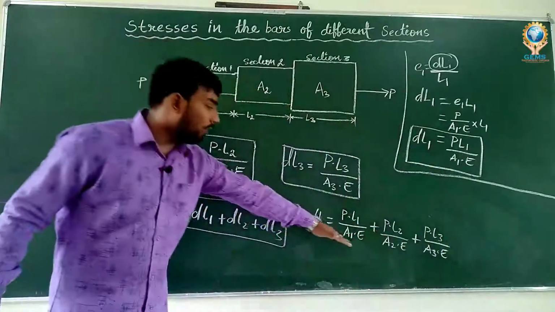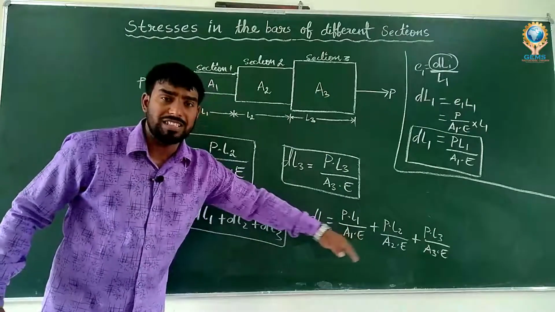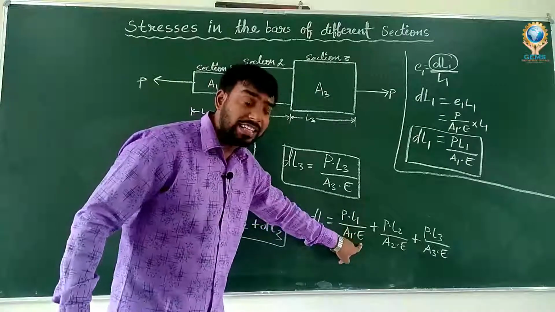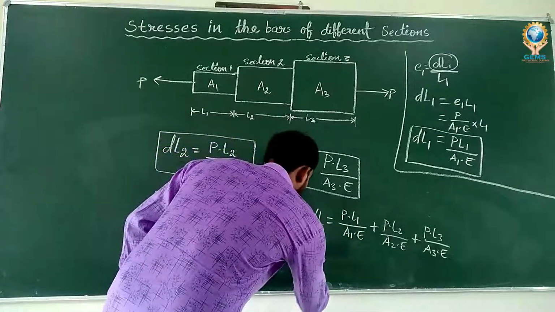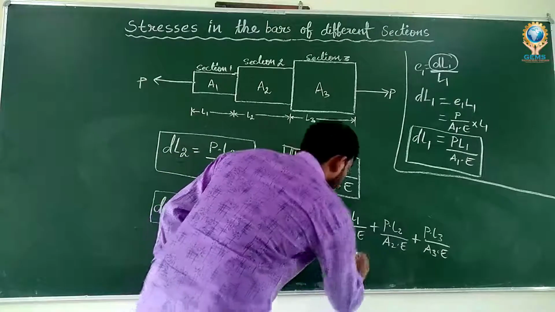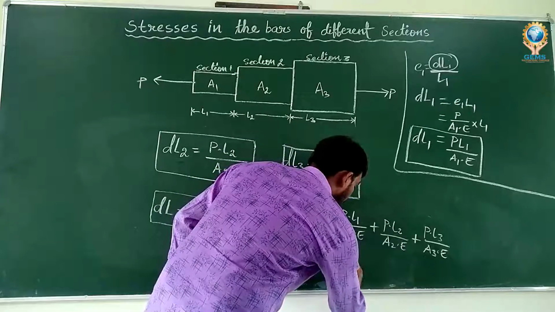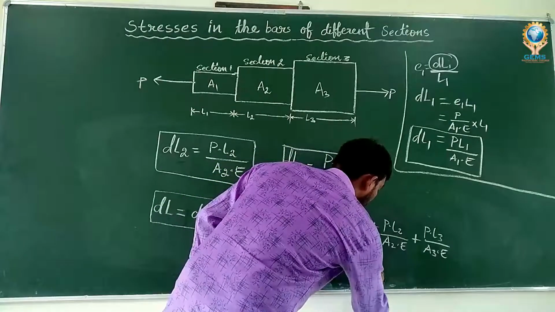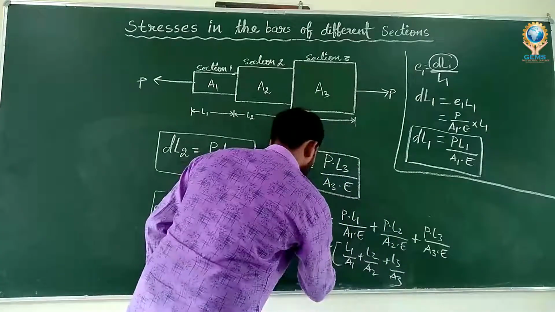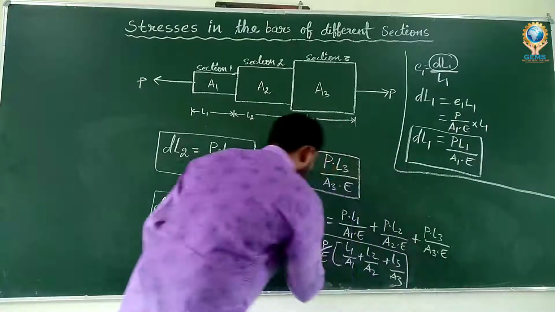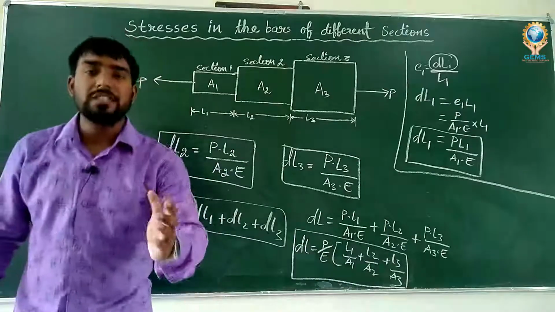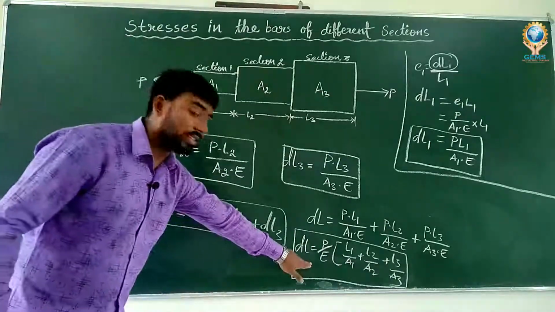What can we take common from these all three equations? We can take P divided by E common. So DL is equal to P by E, L1 by A1 plus L2 by A2 plus L3 by A3. So if our question asks us to find the total extension of the bar, then this is our final equation.